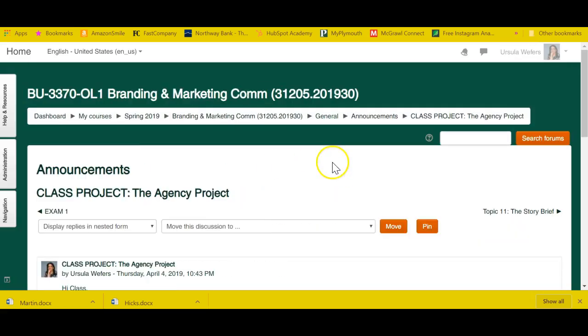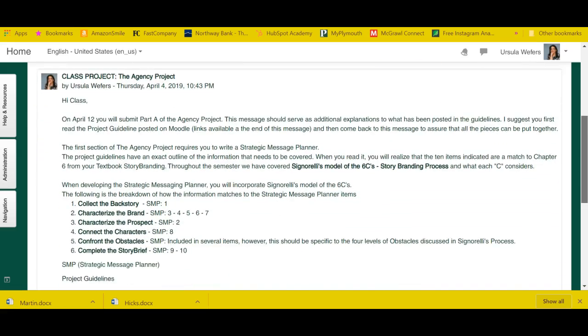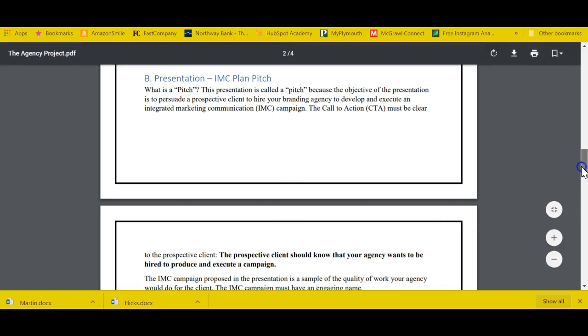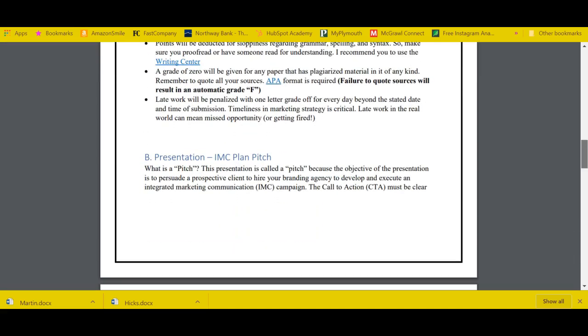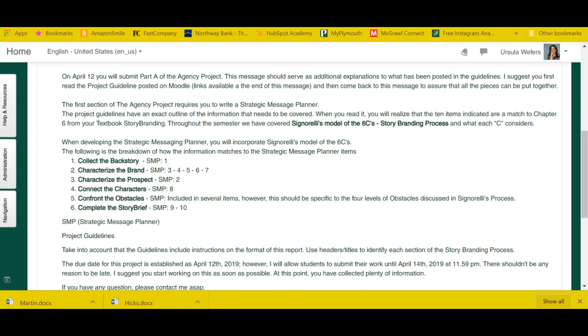And this is the message that I sent once the project was assigned. Though you had the guidelines here, and since we discussed the 6 C's throughout the entire class, what I did was I basically told you which parts of the strategic message planner belong to the 6 C's of Signorelli. So many students read this and they were able to be successful because they incorporated all the information that you already have in your hands.